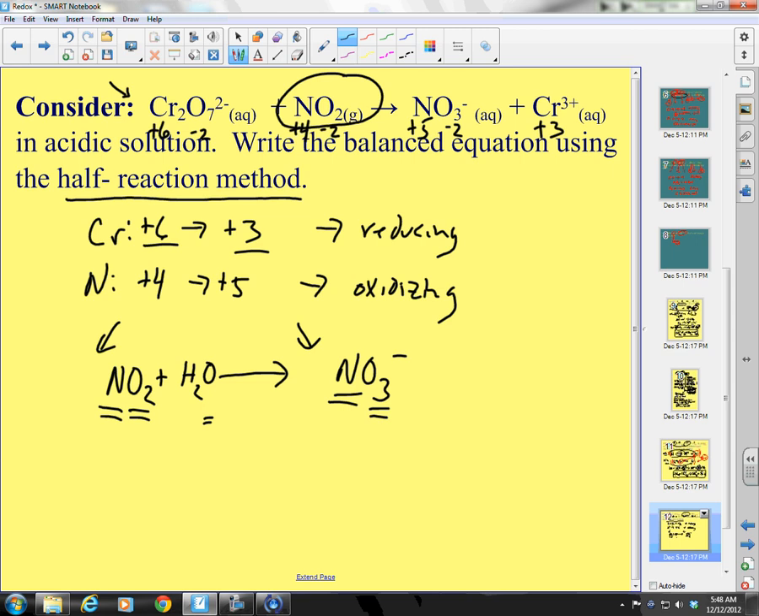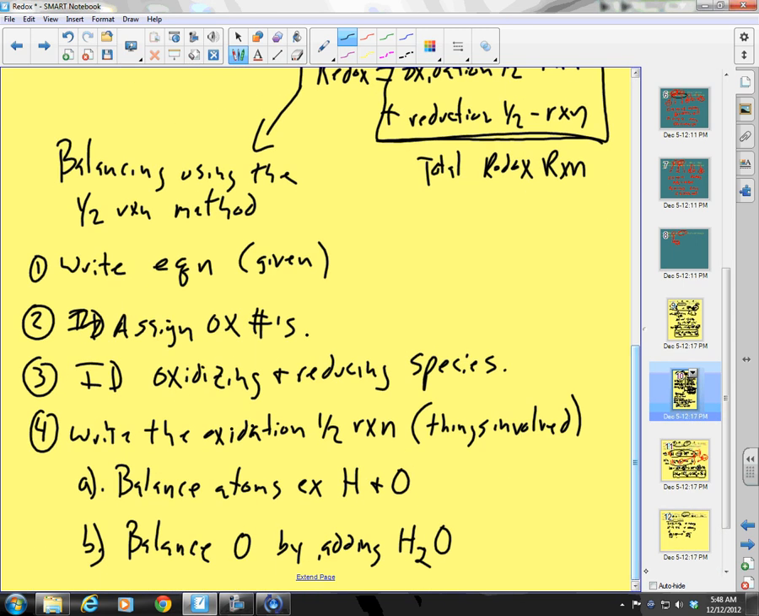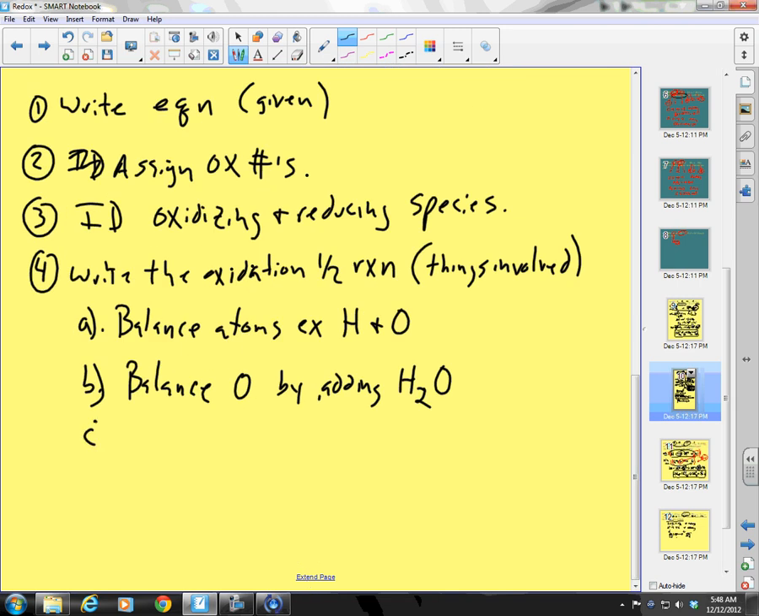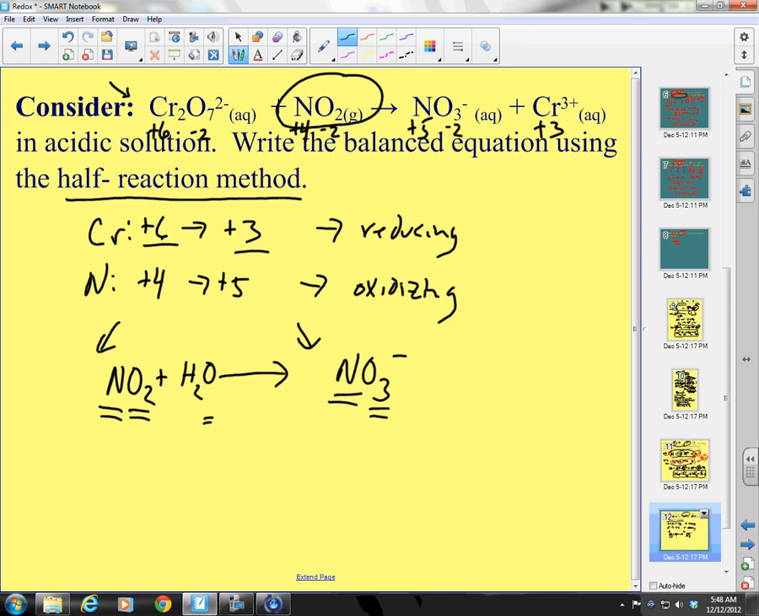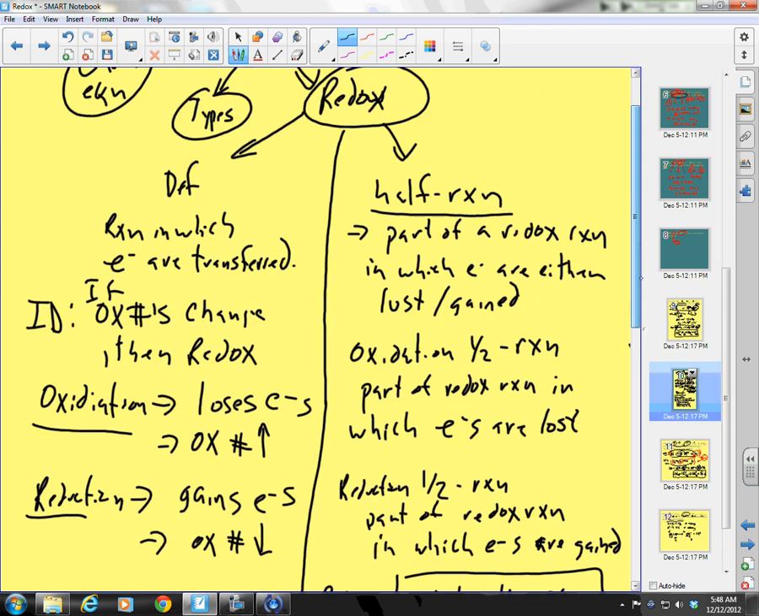I have balance in my oxygens, but it seems like now I have another problem. Yes, you do. Why? Because I need to balance something else. And what is it that I need to balance? I want to balance hydrogens by adding H pluses. I want to add my hydrogen cations to balance my hydrogens. Okay, how many hydrogens do I have here? I have 2. How many over here? 0. That means I need to add 2 hydrogen cations.